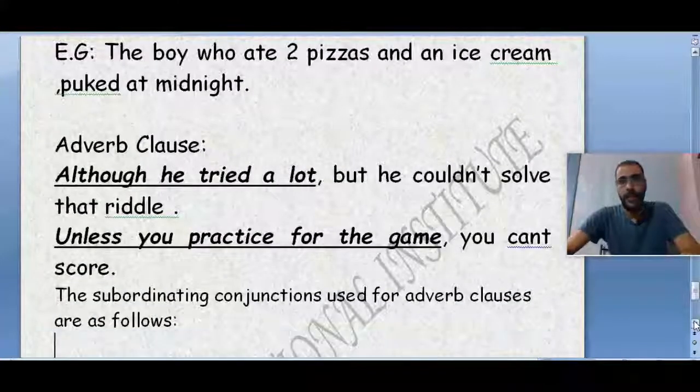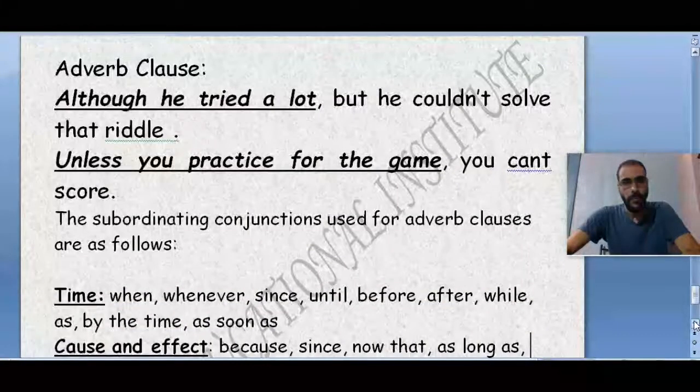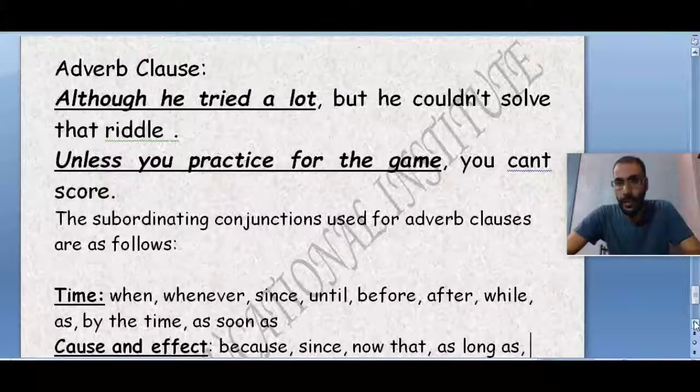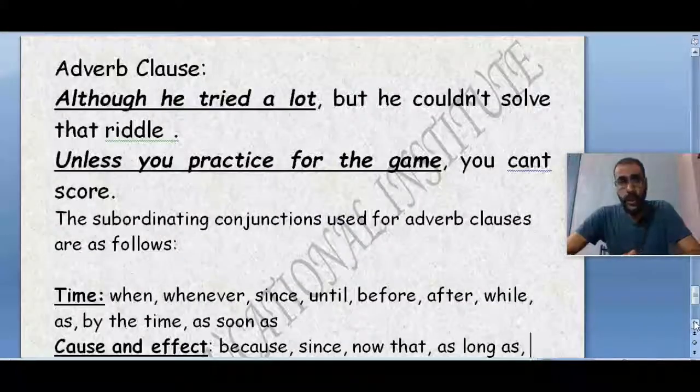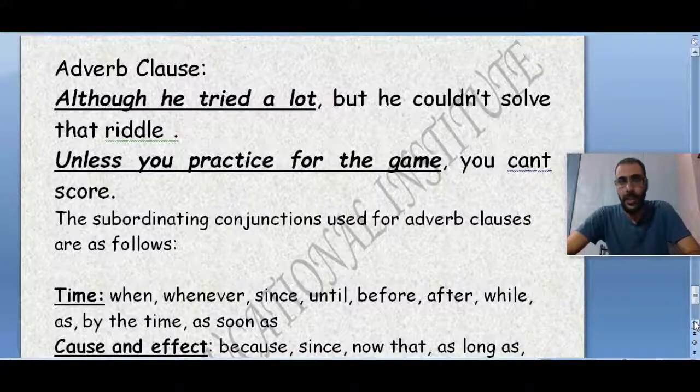Let's have a look at the adverb clause now. Adverb, like I said, provides additional information about verb. Although he tried a lot, हालांकि उसने बहुत कोशिश की. He had tried as a verb, but he couldn't solve the riddle. Unless you practice for the game, you can't score. जब तक आप practice नहीं करोगे, आप score नहीं कर पाओगे.